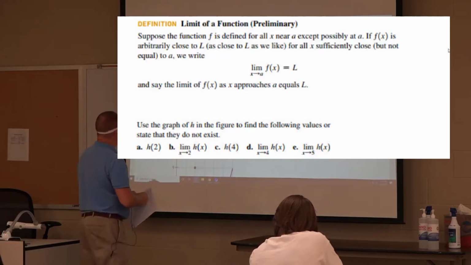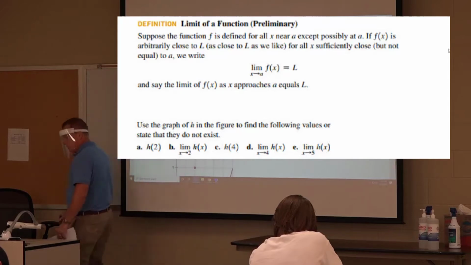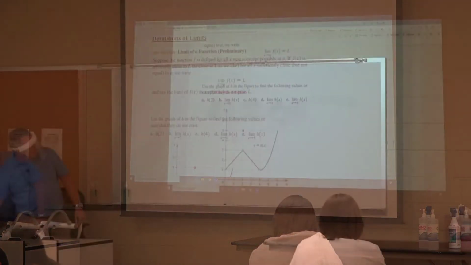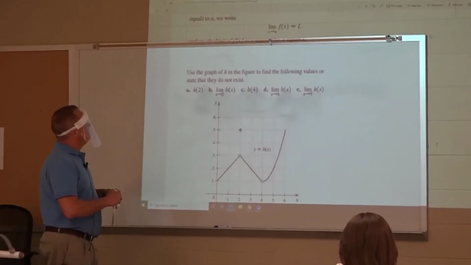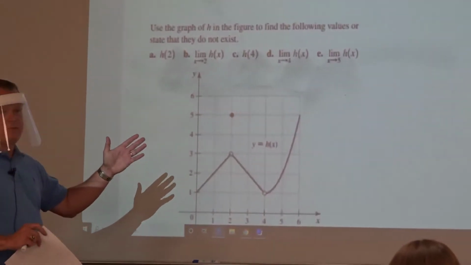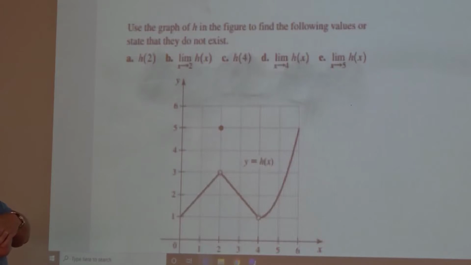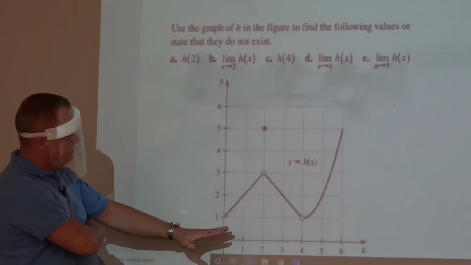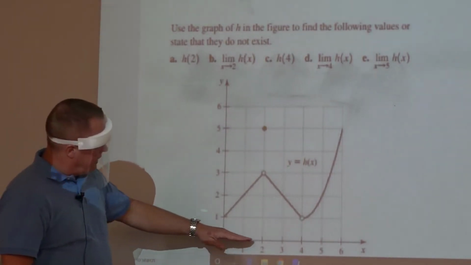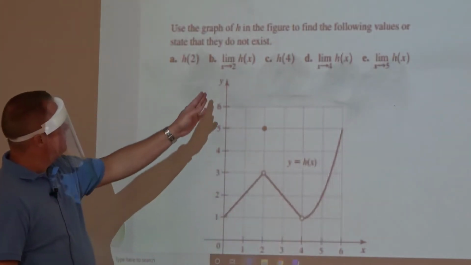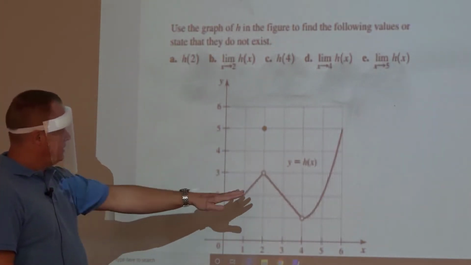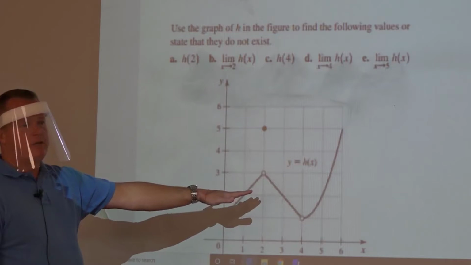Now, we'll look at a graph here first. So we start out just by looking at graphs. It says use the graph of h in the figure to figure the following values or state that they do not exist. So here's a graph, x, y. All we know is this is h of x. This is a function.